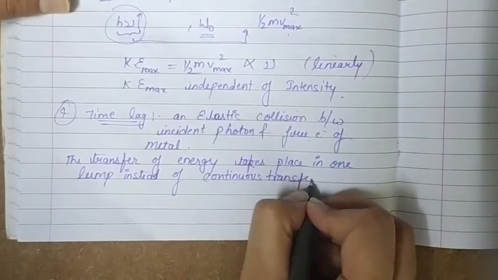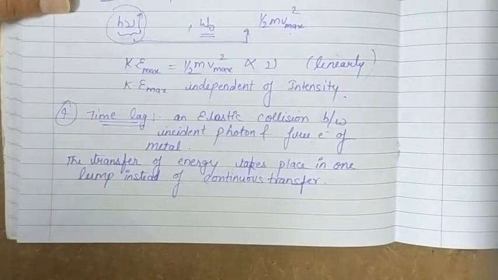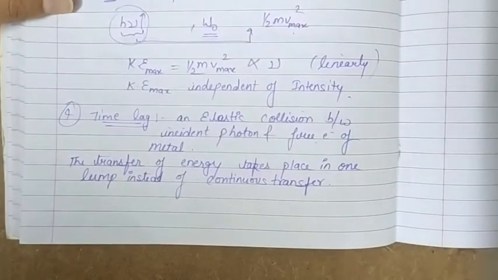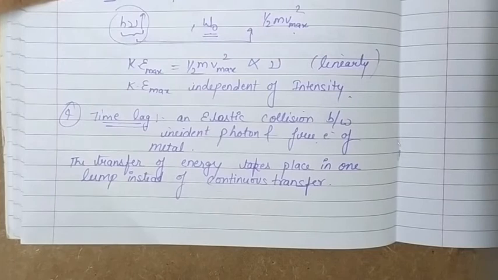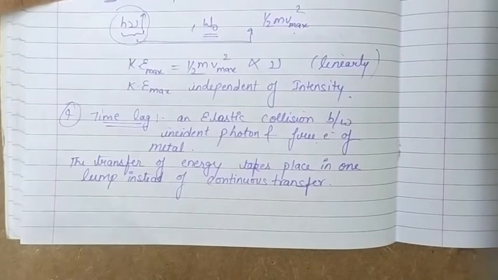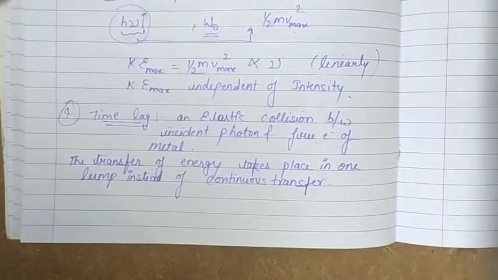So that's why the process is very fast and there is no time lag between the incidence of the photon and the emission of the photoelectron. As soon as that photon hits the electron, it transfers its whole energy to that electron and the electron starts showing the phenomenon. So the process is instantaneous. That's why we call the photoelectric effect an instantaneous process.